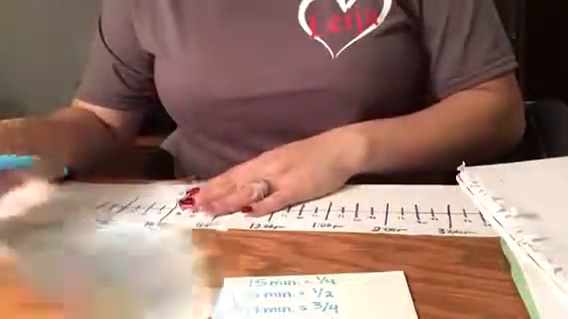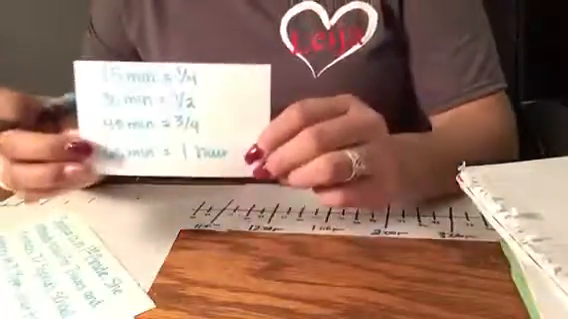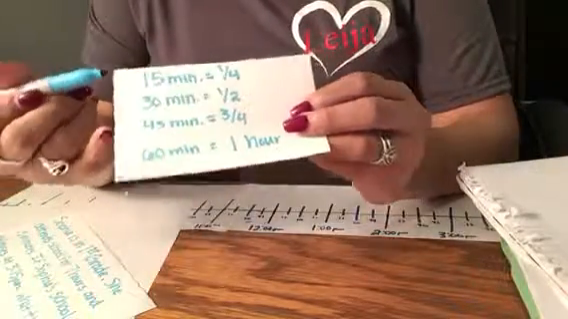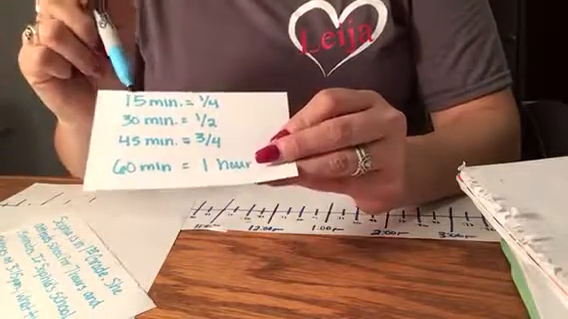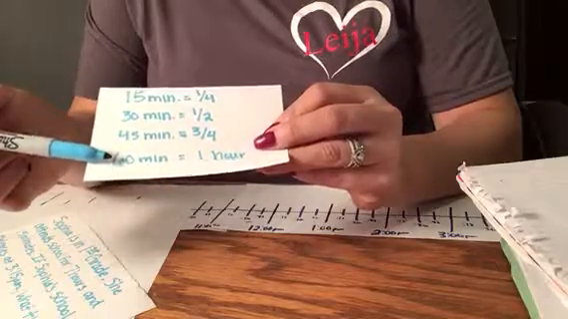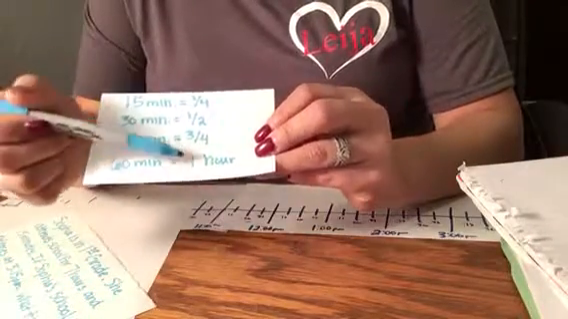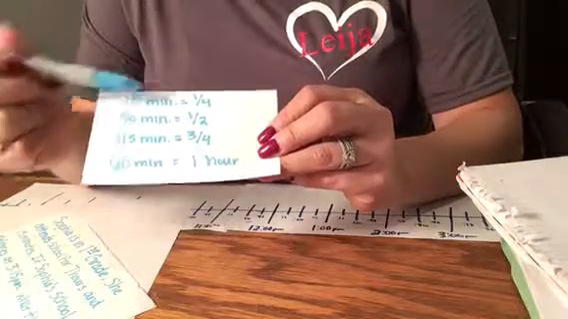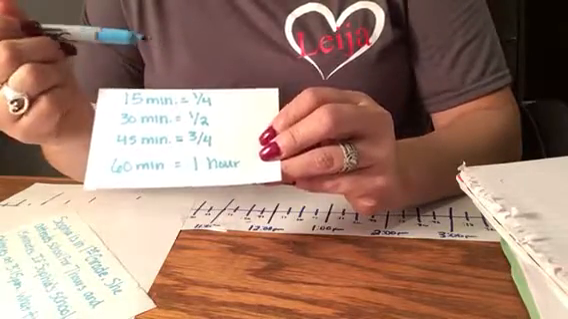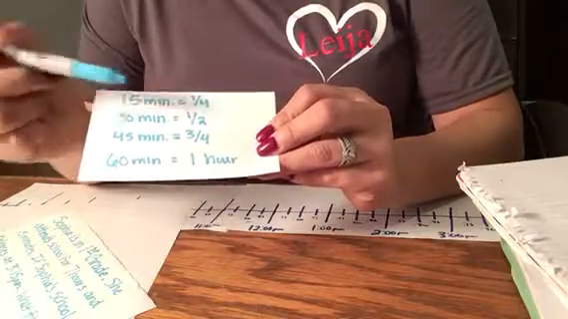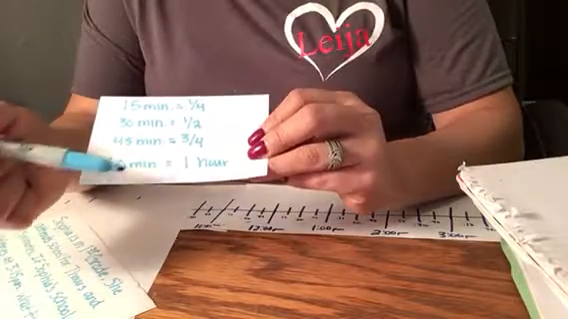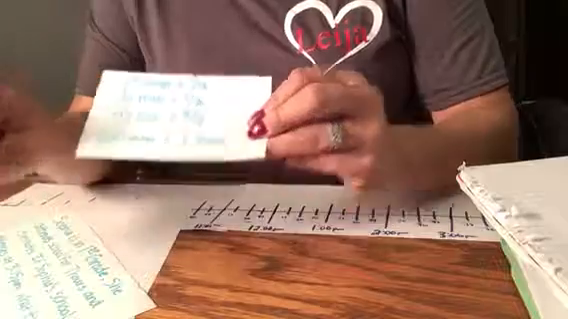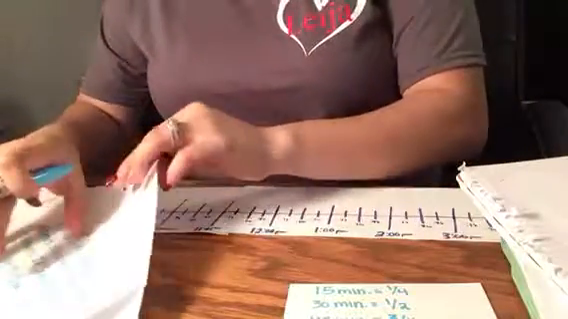Okay, so we have this little note card that gives us some information. So we're going to kind of make a connection with fractions. So our whole is going to be 60 minutes, which is our hour. So 15 minutes is equal to a fourth of an hour. 30 minutes is equal to half of an hour. 45 minutes is equal to 3/4 of an hour. And 60 minutes is equal to 1 hour. So we're going to use our make 60 approach for this.